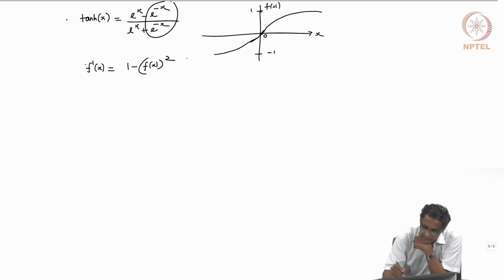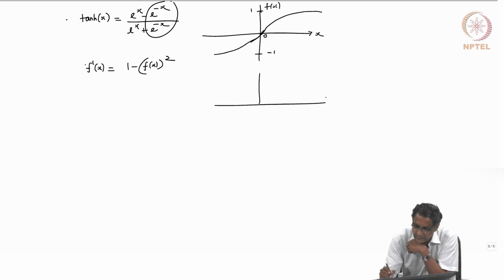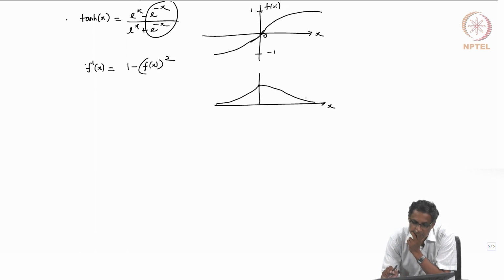And again, if you try to plot f dash, then at x equal to 0, it's 1, right. And whether you go this way or that way, because you're squaring it, it can go down on either side, and you get this. So, this is your f dash of x.